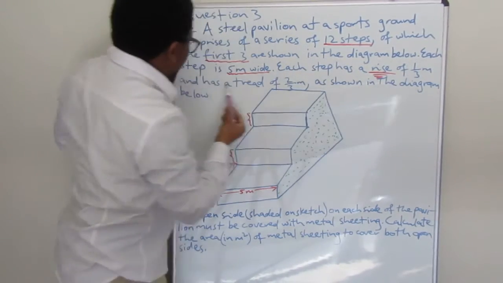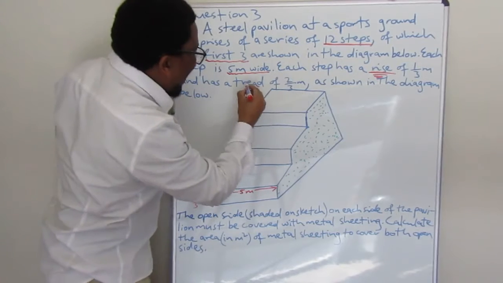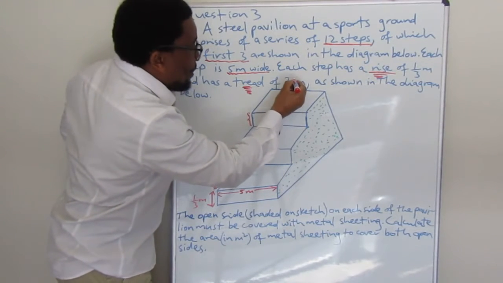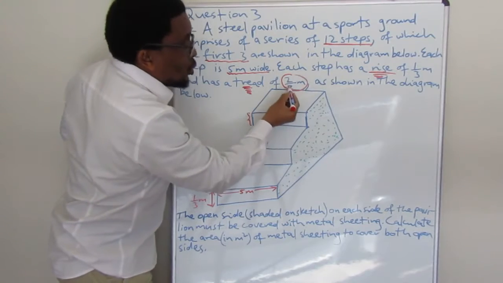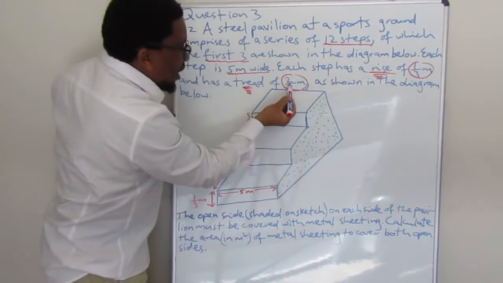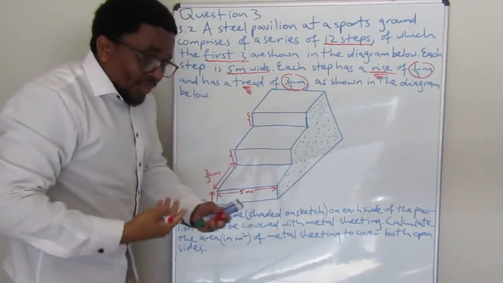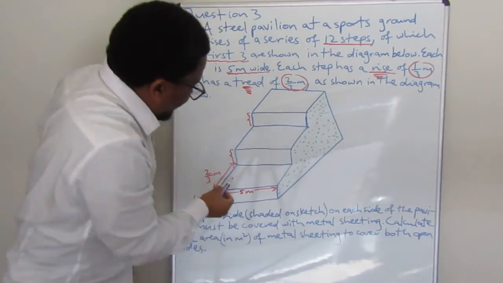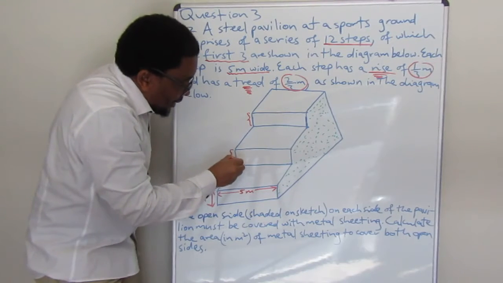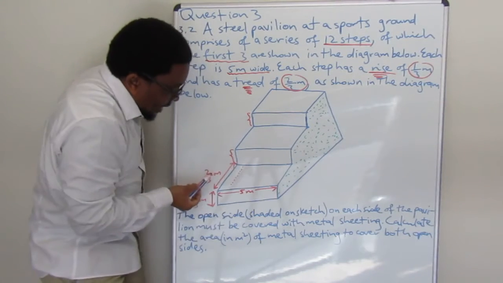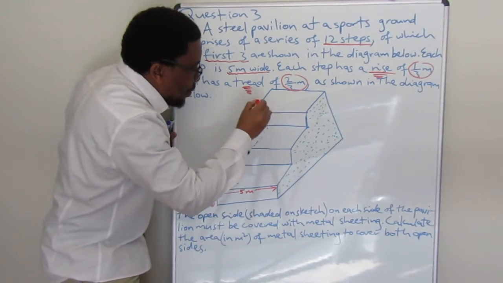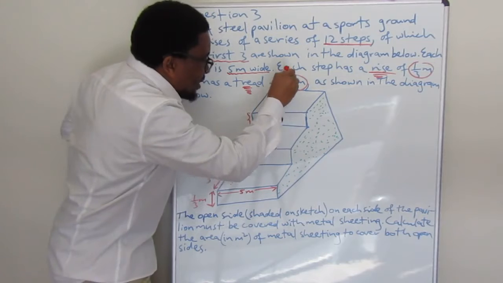So a rise has a thread of what? Of 2 over 3 meters. This one is 1 over 3 meters. This one is 2 over 3. So the thread is where you walk. This is where you will walk. So this is a thread. It's 2.3 meters wide. There's my thread here.